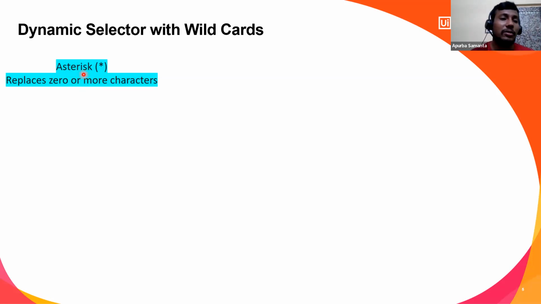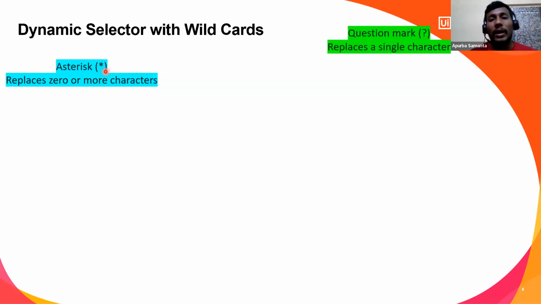We'll be having some questions here as well in the quiz section. Can you repeat it? Sure. Asterisk is a wildcard present in UiPath which will replace 0 or more characters. Suppose in your selector you are trying to make a dynamic selector, and sometimes there is nothing, no character, but sometimes 1 or more characters are there. Then the asterisk or star symbol will always work. That is the first type of dynamic selector wildcard. Got it?